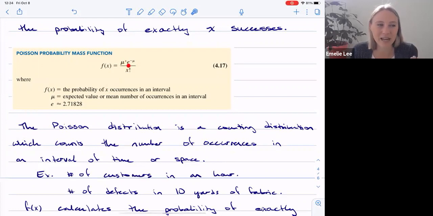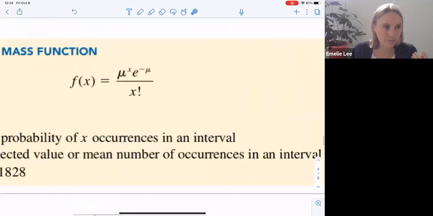E, remember, is that irrational constant e. They're doing the approximation, but if you have a proper calculator, it should have an e button, which you should use. Then e to the power of negative mu, so if we had an average of 4, then that's what we would put here, divided by x factorial.